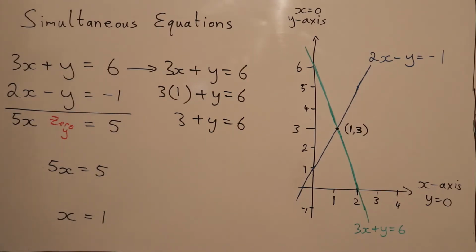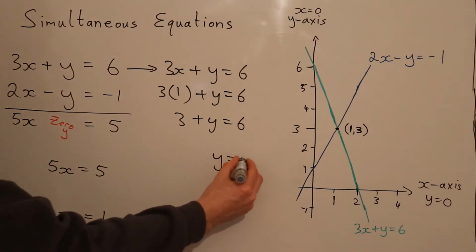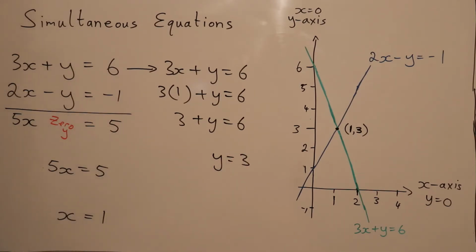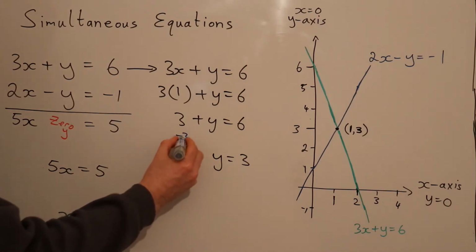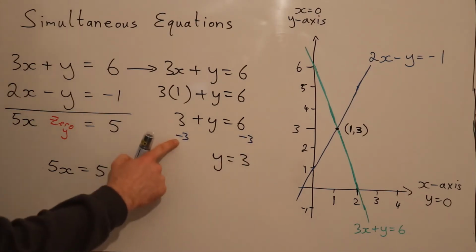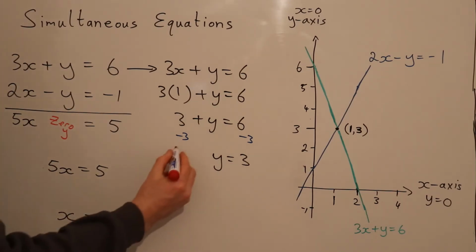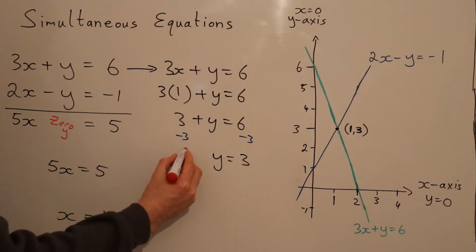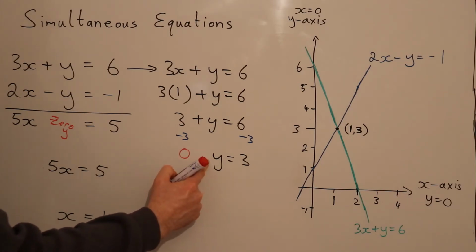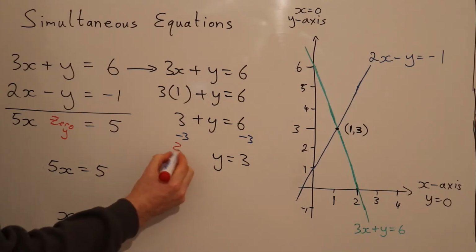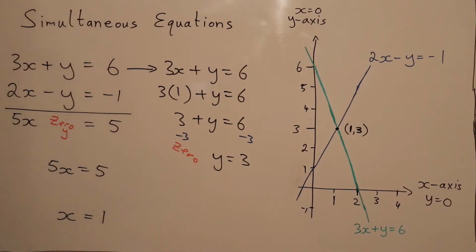So again, we should be able to solve this easily. Take 3 from both sides. Y is equal to 3. If we want to show that, we can. Again, you don't need to, but taking 3 from both sides, 3 take away 3 is 0, 6 take away 3 is 3. And if we are showing it, it is nice to write down again, you're getting 0 here. So it's 0 plus y. Or we could write down 0 in words if we want to remind ourselves.